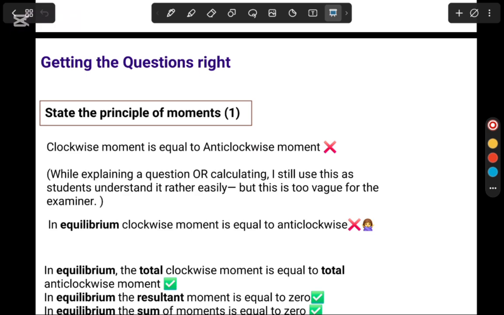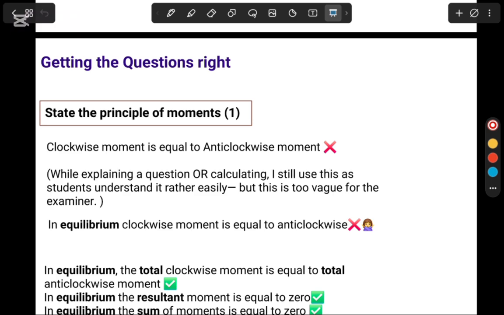Now, while I'm trying to get you to understand a question, or even sometimes in calculations, you might see in the exam walkthroughs I use clockwise moment is equal to anti-clockwise moment. It's just easier to get by and easier to explain, because many people have this knowledge from IGCSE. But when you write a theory answer, or this 1 marker, this is too vague for the examiner.